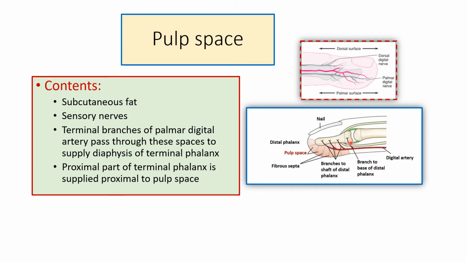The proximal part of the terminal phalanx is supplied by a branch from the digital artery proximal to the pulp space. So this artery to the base of the terminal phalanx is not passing through the pulp space. Make a note of it.